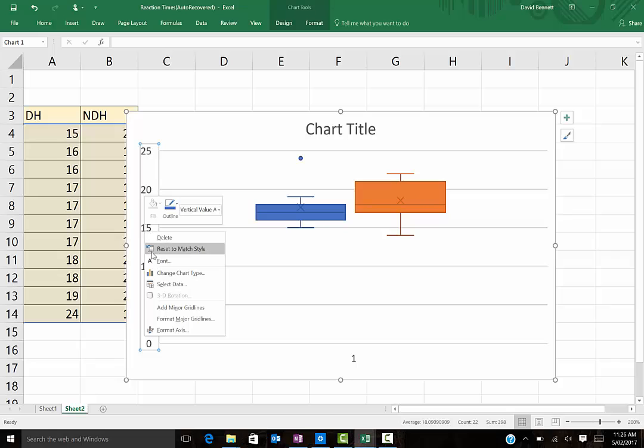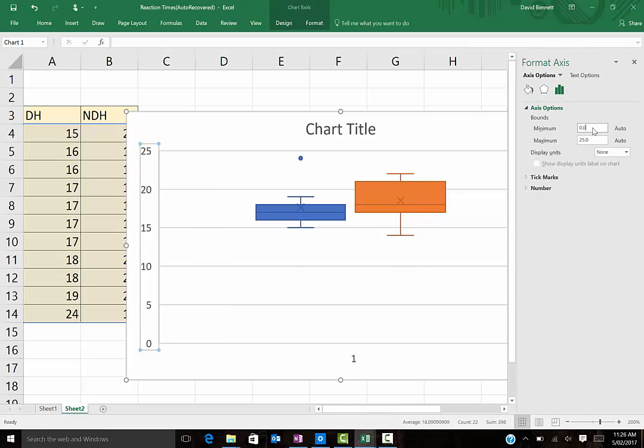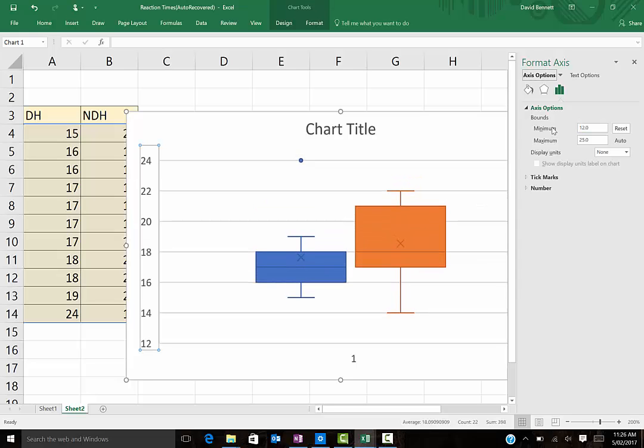So what I might do is, if I right click on the axes over here, I can format my axes, I can make my smaller value a little bit smaller, and I might go 12, enter, see how it stretches it out. I think you get the idea there. So this is the true data for someone, and the blue one is the dominant hand, and the orange one is the non-dominant hand. So you can see 75% of the results for the non-dominant hand are 21 or below, where 75% are 18 or below. So that would suggest that the dominant hand is much quicker.